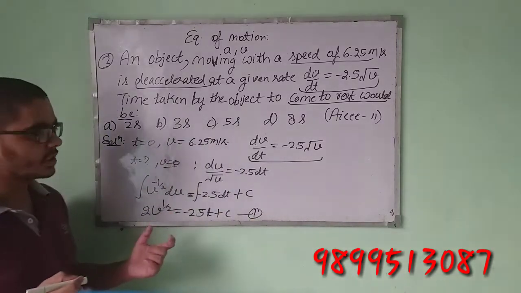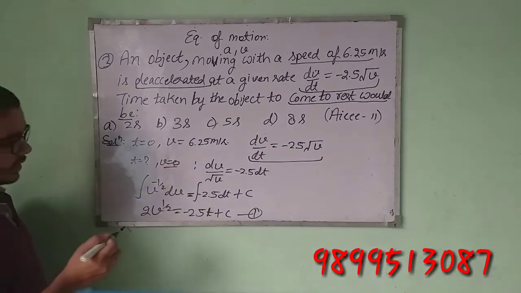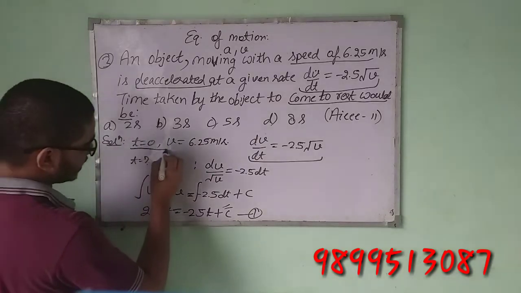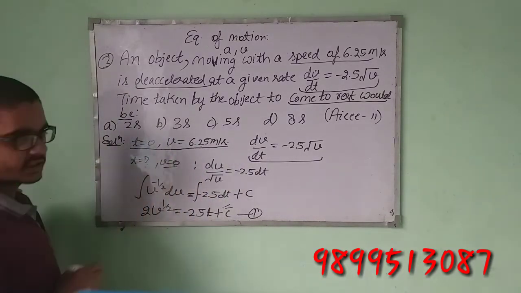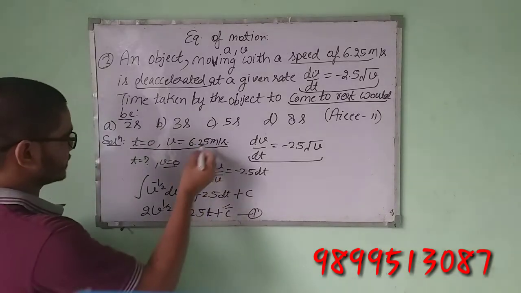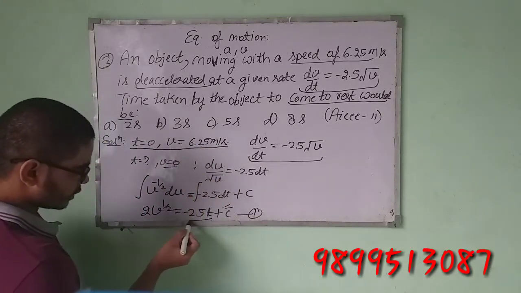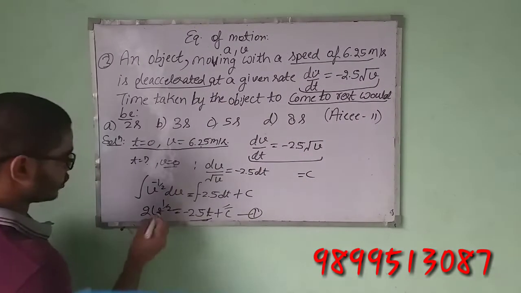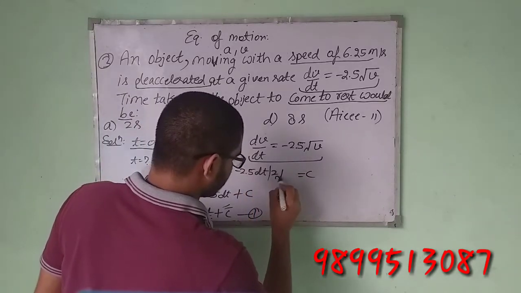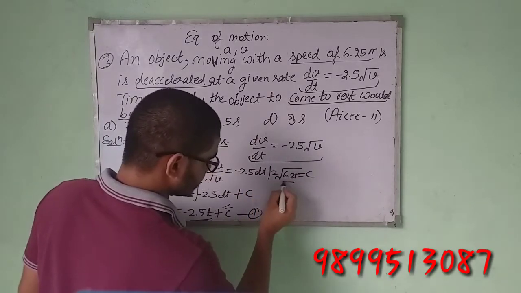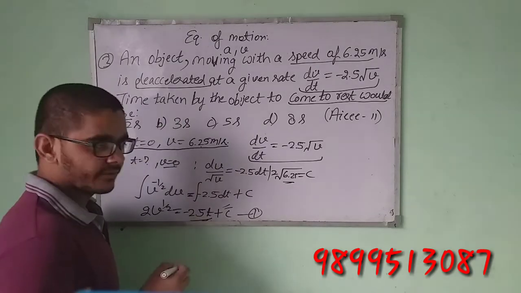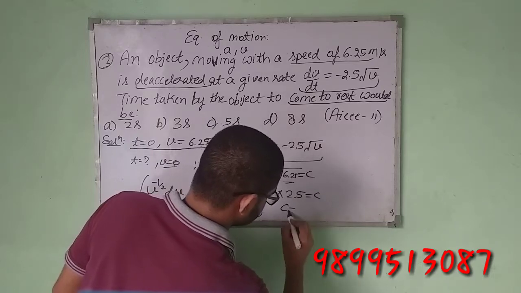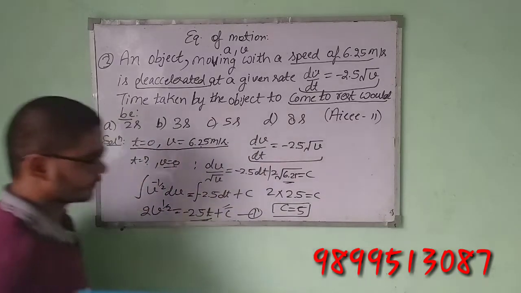Now we will put in the values of the condition and find this constant c. We are given the condition that at t equal to 0, velocity is this one. Putting t equal to 0, this term becomes 0. So c is equal to 2 into square root of 6.25, and this is simply 2.5. That is 2 multiplied by 2.5, so c turns out to be 5.